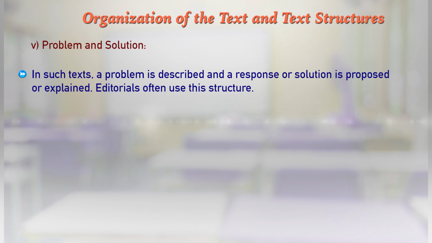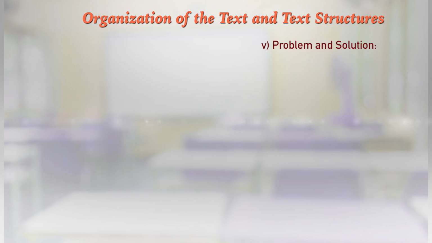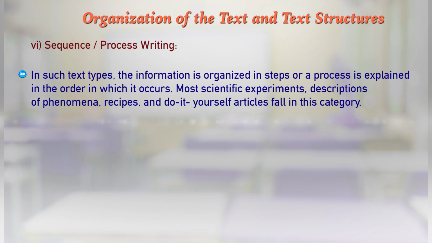Problem and solution. In such texts, a problem is described and the response or solution is proposed or explained. Editorials sometimes use this structure. Sequence or process writing. In this type of text structure, the information is organized in steps or a process is explained in the order in which it occurs. Most scientific experiments, descriptions of phenomena, recipes, and do-it-yourself articles fall in this category.